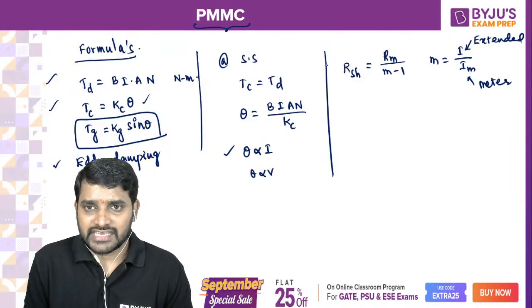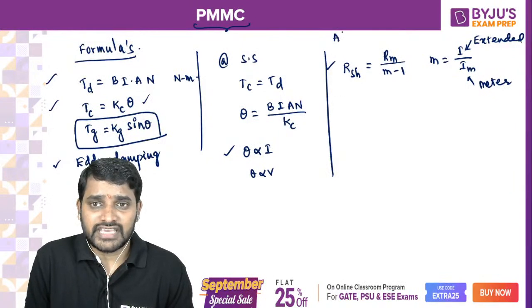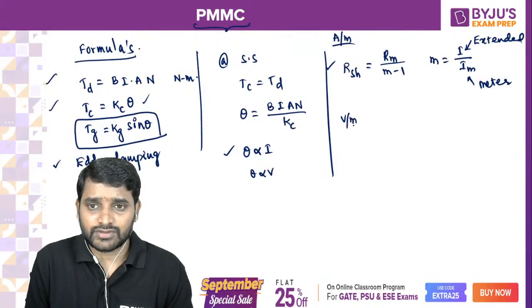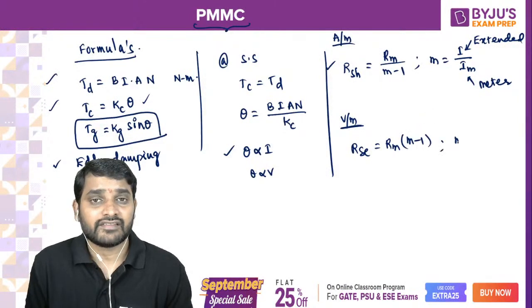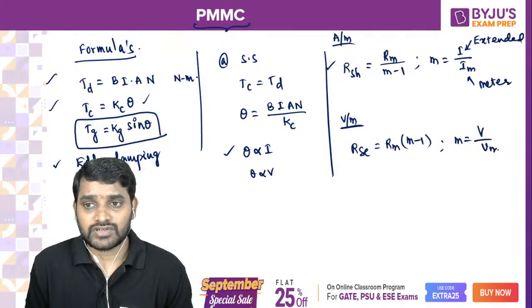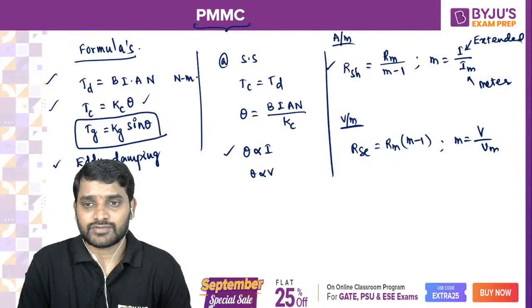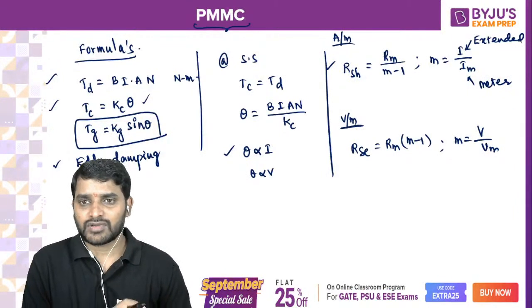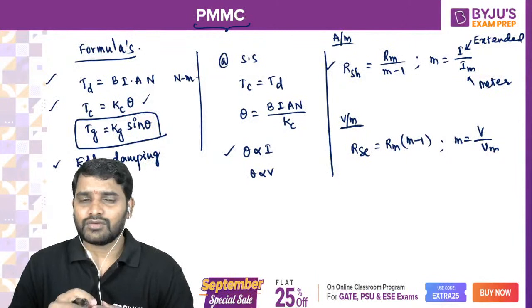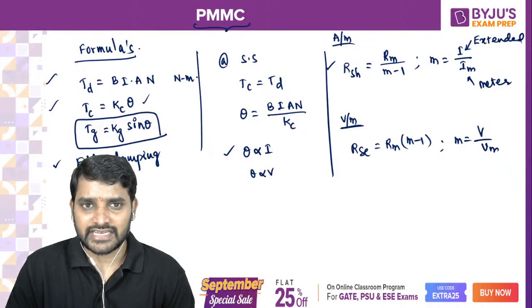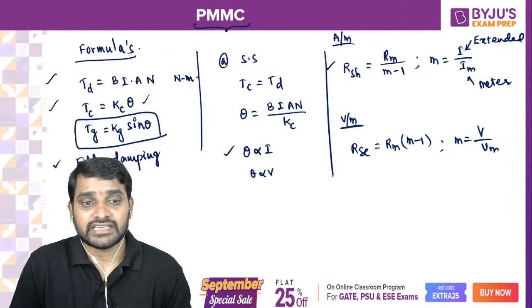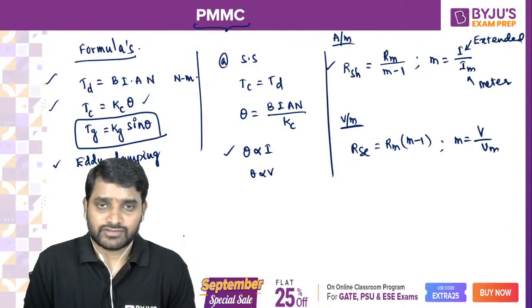Okay, now similarly, if you want to increase the range of a voltmeter, you need to place a multiplier, and this will be around Rm into M minus 1, where M is extended voltage by meter voltage. Okay, so these formulas you need to remember. Sometimes they will ask you with which material the shunt is going to be designed, what is the value of the shunt, what is the value of the multiplier, like that they are going to ask you.